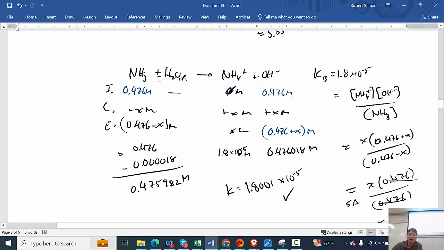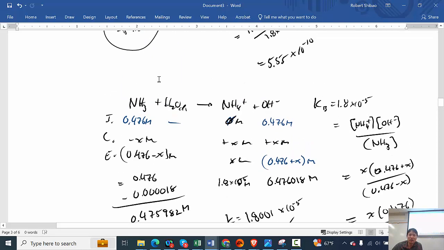All right, what's the next strongest? Now, when we're dealing with base solutions, we look for the next strongest base, the next strongest Kb. And so what should that be? Acetate.